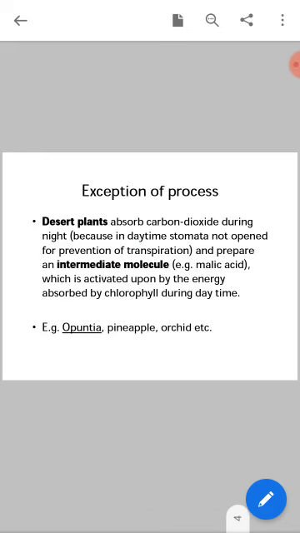Now there are some exceptions to photosynthesis. Exception means that the process followed by the normal plant, this plant never follows step by step. The steps we have learned recently are three. One is absorption of light, second is conversion of light energy to chemical energy and the splitting of water into hydrogen and oxygen, and the third step is reduction of carbon dioxide into carbohydrate. So these are the basic steps of photosynthesis.